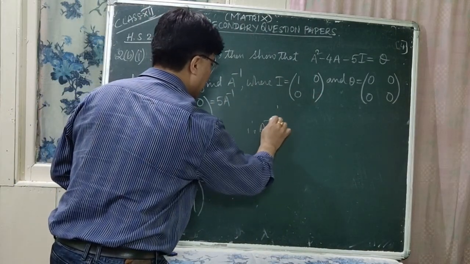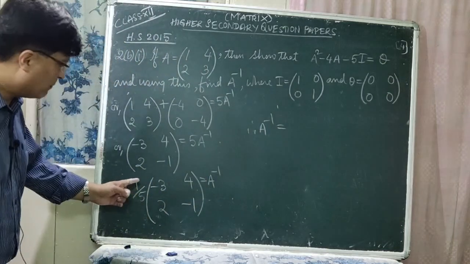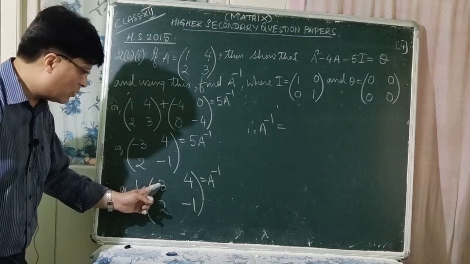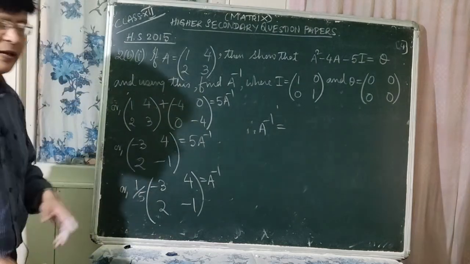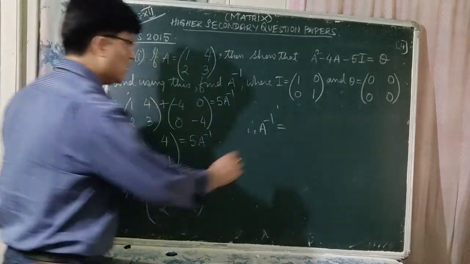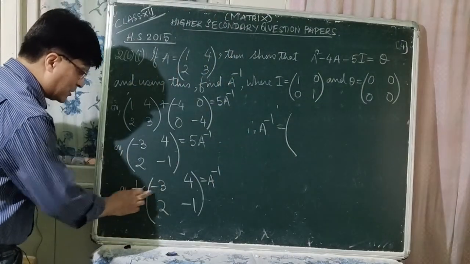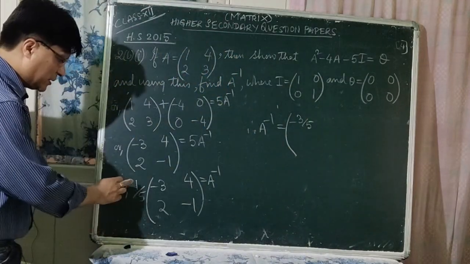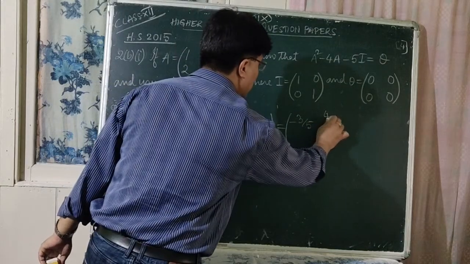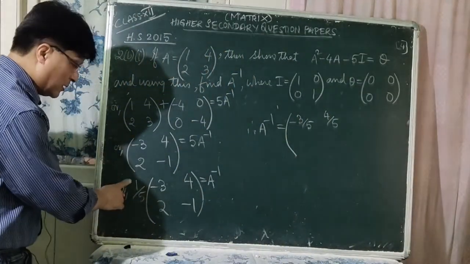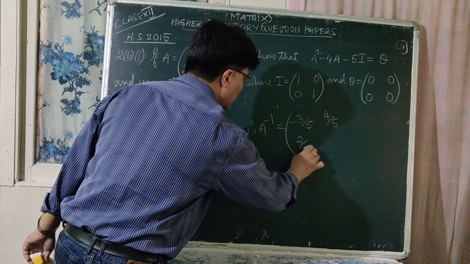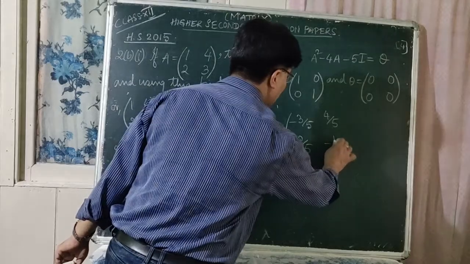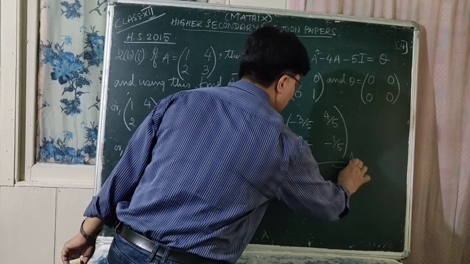Therefore, A inverse is equal to, multiply all the elements of this matrix by 1 by 5. So what do we get? Minus 3 multiplied by 1 by 5 is minus 3 by 5. Next, 1 by 5 into 4 is 4 by 5. Next, 1 by 5 into 2 is 2 by 5. And the last one is minus 1 into 1 by 5, that is minus 1 by 5. So this is your answer.